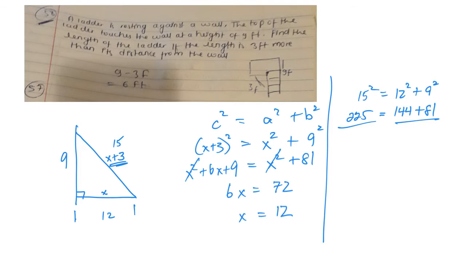Oh no, yeah, that could be. I was just thinking, how could this be 12 if this is only 9? But yeah, it could. Okay, so the question is find the length of the ladder. So the length of the ladder is 15.